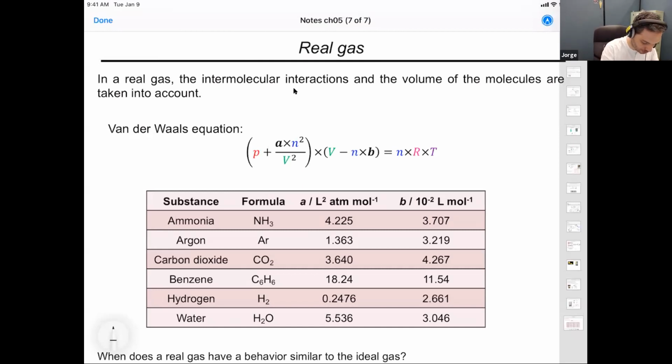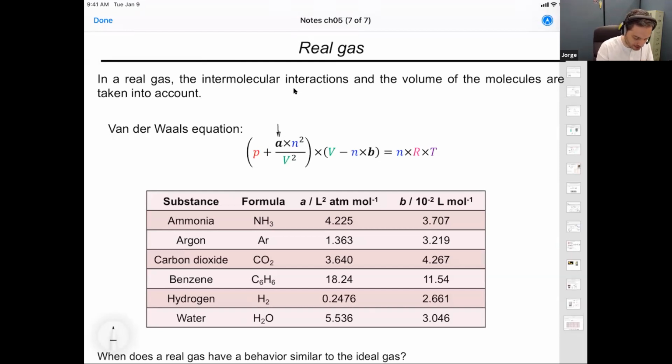Okay, so let's start talking about pressure. Pressure is going to be corrected by this factor a. a is a constant that depends on the nature of the gas, and we can find those in a table. So for example, here, the factor a for ammonia is 4.225, for example, and for hydrogen is 0.2476. Okay, so a is going to correct for the pressure, for the interaction between the molecules.